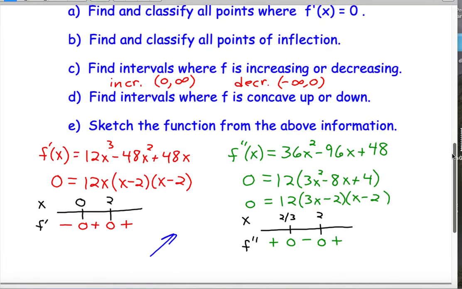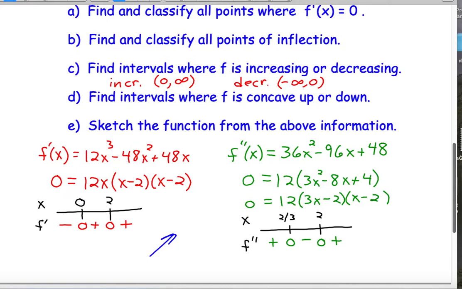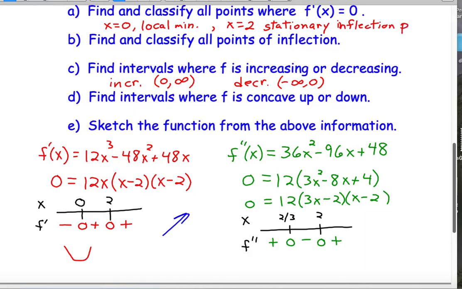Now we'll go ahead and continue answering these. So x equals 0 is a stationary point, and if f prime is negative, we know our f is decreasing, then it levels off, and then it's increasing. So that tells us it's decreasing, levels off, increasing. Tells us that we have a local minimum. And then at x equals 2, we have a stationary inflection point. So it's changing concavity at that point.